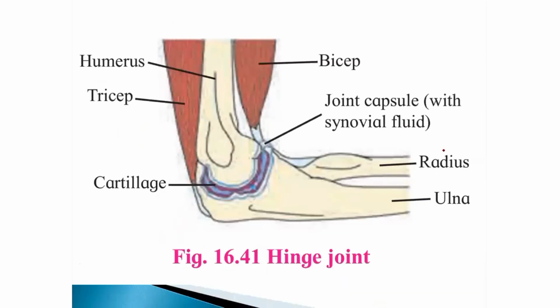So look at this, radius, ulna, we have the cartilage. So here you can see there is a bicep, we have the tricep, we have the humerus, the joint capsule basically with the synovial fluid. So this is hinge joint showing 180-degree of movement. So just remember this.